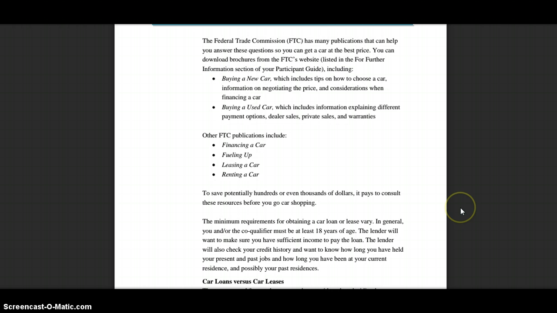The minimum requirements for obtaining a car loan or lease vary. In general, you and/or the co-qualifier must be at least 18 years old. The lender will want to make sure you have sufficient income to pay the loan. The lender will also check your credit history and want to know how long you have held your present and past jobs and how long you've been at your current residence and possibly your past residences.